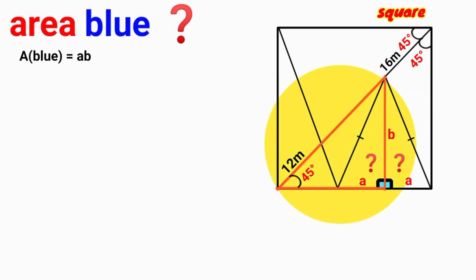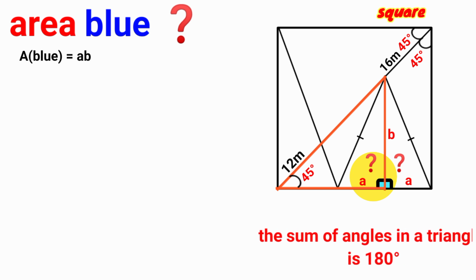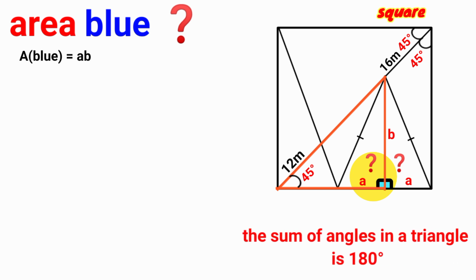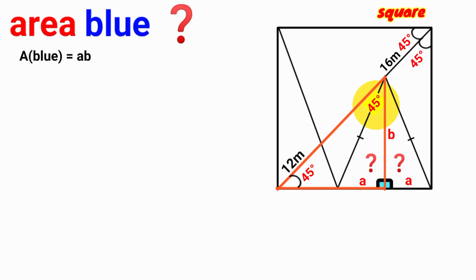Now look at this triangle. We have this angle to be 45 degrees, and this is a right angle. Based on the rule that the summation of angles in a triangle is 180 degrees, this must be 180 degrees minus 90 degrees minus 45 degrees, which is 45 degrees. Now since this angle and this angle are congruent, that makes the triangle an isosceles right angle triangle.